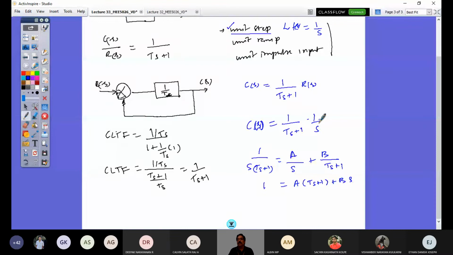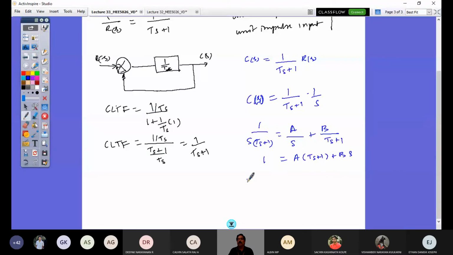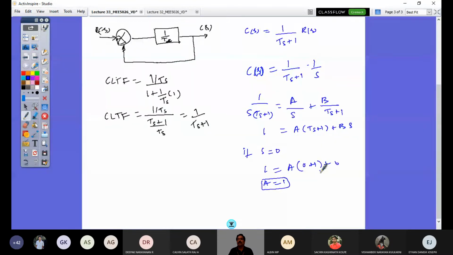So now if s is 0, what is my function? If s is 0, 1 equals a into 0 plus 1 plus 0. So a value is 1. I put s equal to 0 so that b will not come in my equation, and I get what a is. Now a should not come in the equation. So what should my s be?